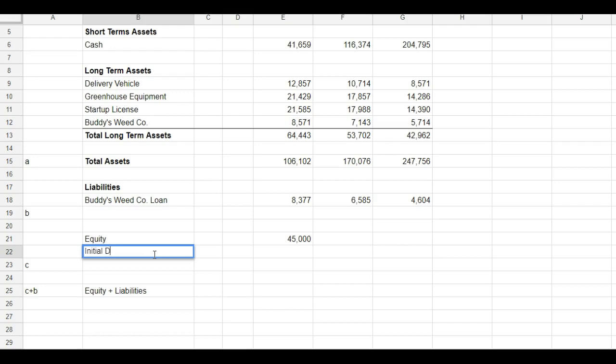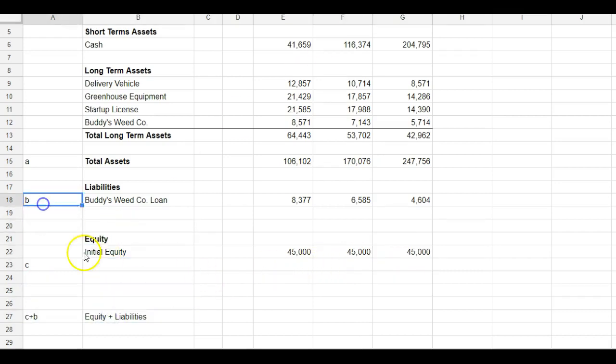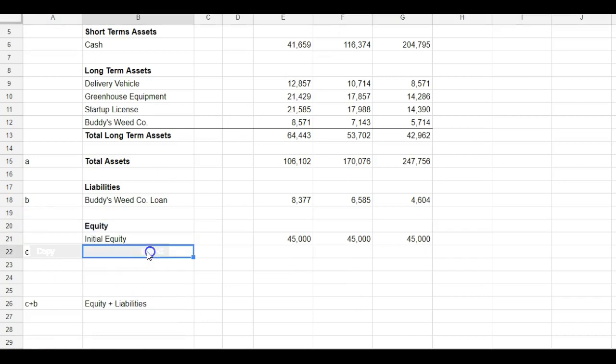Initial equity, and there's my initial equity. Now, period by period, this actually doesn't change. My initial equity is always my initial equity, just for the sake of making this visual. Right there, delete the row. Now, this is going to be my total equity, right?